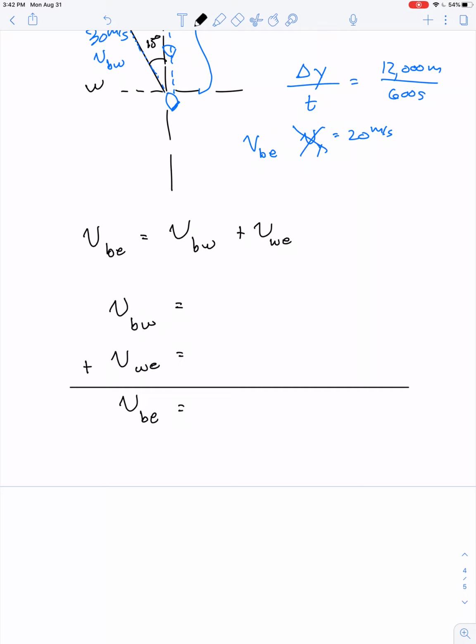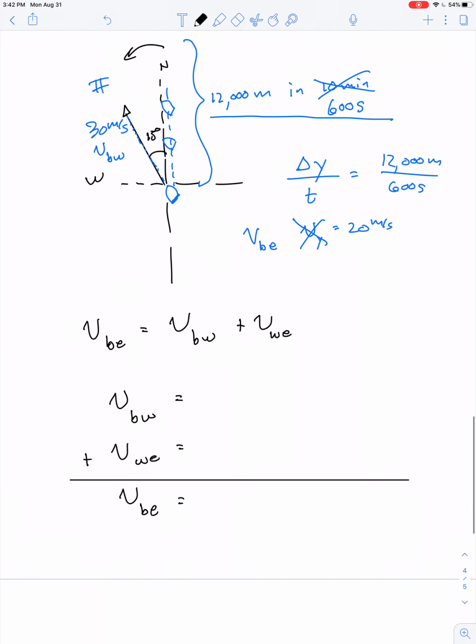We'll fill in whatever we can here. Let's see, the velocity of the boat with respect to the water. We've got that. We're told the magnitude and the angle. So this is going to be negative 30.